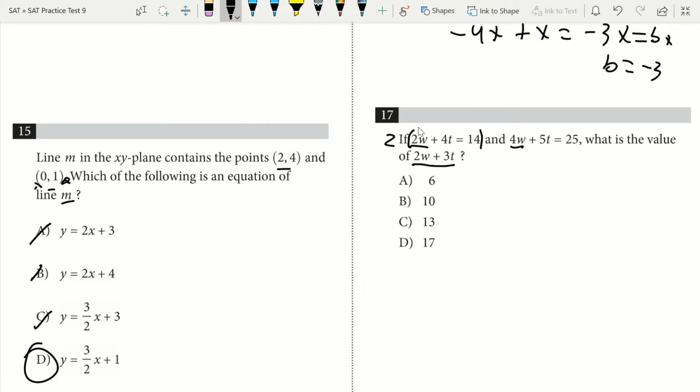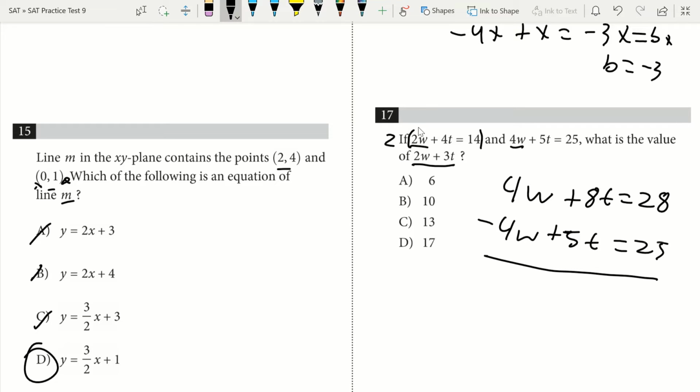So 2 times 2w plus 4t equals 14. I know that that's going to give me 4w plus 8t equals 28. And now I'm going to go ahead and subtract my other equation, that 4w plus 5t equals 25. And when I subtract that, my w's are going to get rid of each other. I have 8t minus 5t, leaving me with 3t equals 28 minus 25, 3. I know then that t will equal 1 when I divide each side by 3.